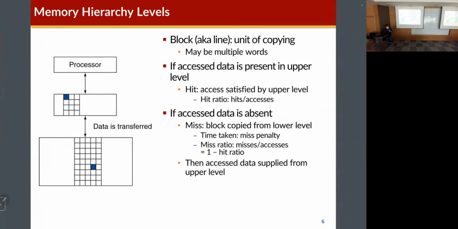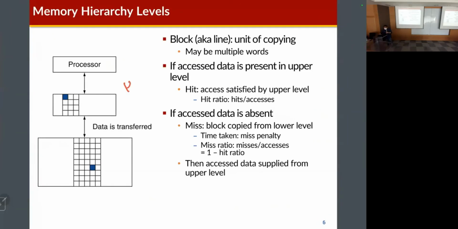Let's see another terminology: hit and miss. I already explained hit and miss in branch prediction, right? If the prediction is correct, we call it a hit, and if the prediction is incorrect, we call it a miss. We can use the same terminology, hit and miss, in the memory hierarchy.